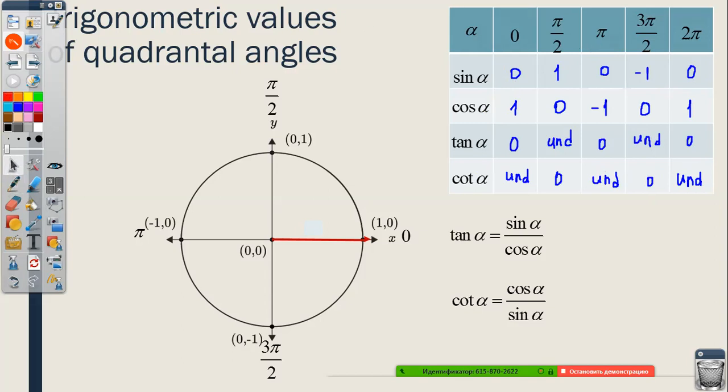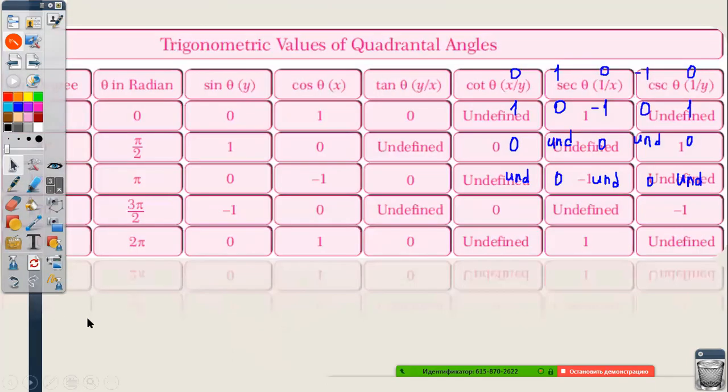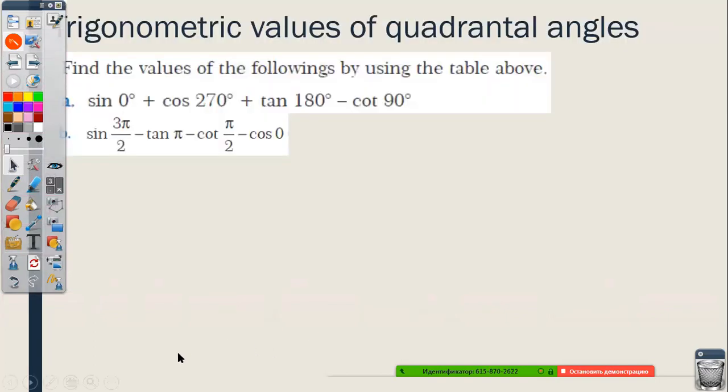Now, from here you can see all values on this table. So angles with degree, with radian, with sine, cosine, tangent, cotangent, even secant and cosecant. Now let's continue. Let's do some examples. So here, find the values of the followings by using the table above. Now we learn, yes, with you.